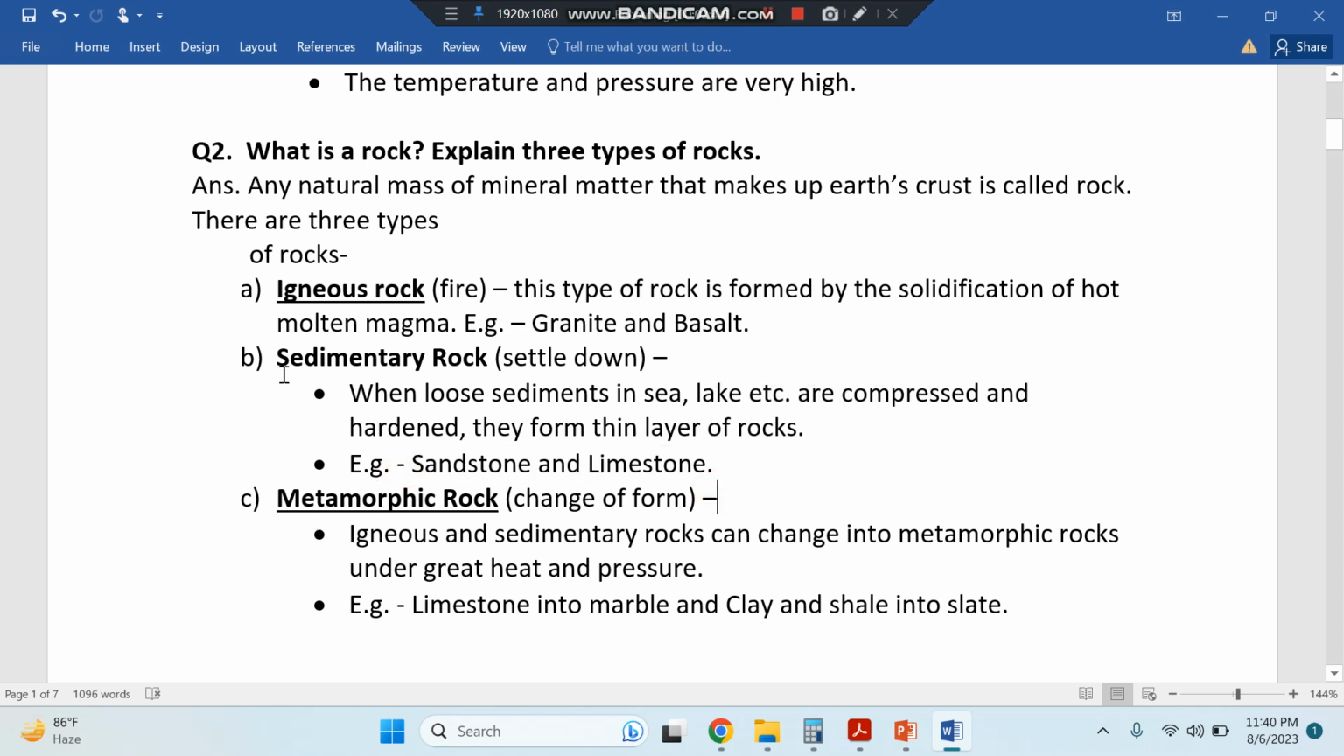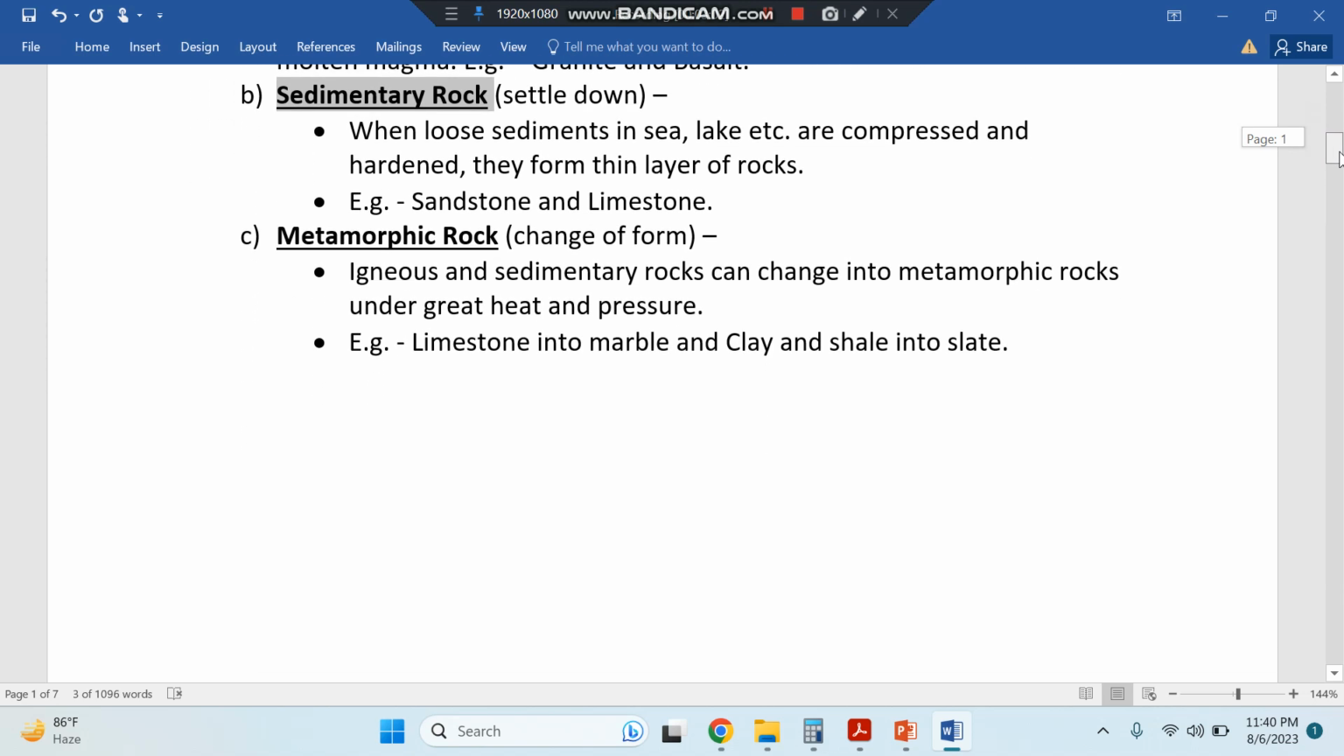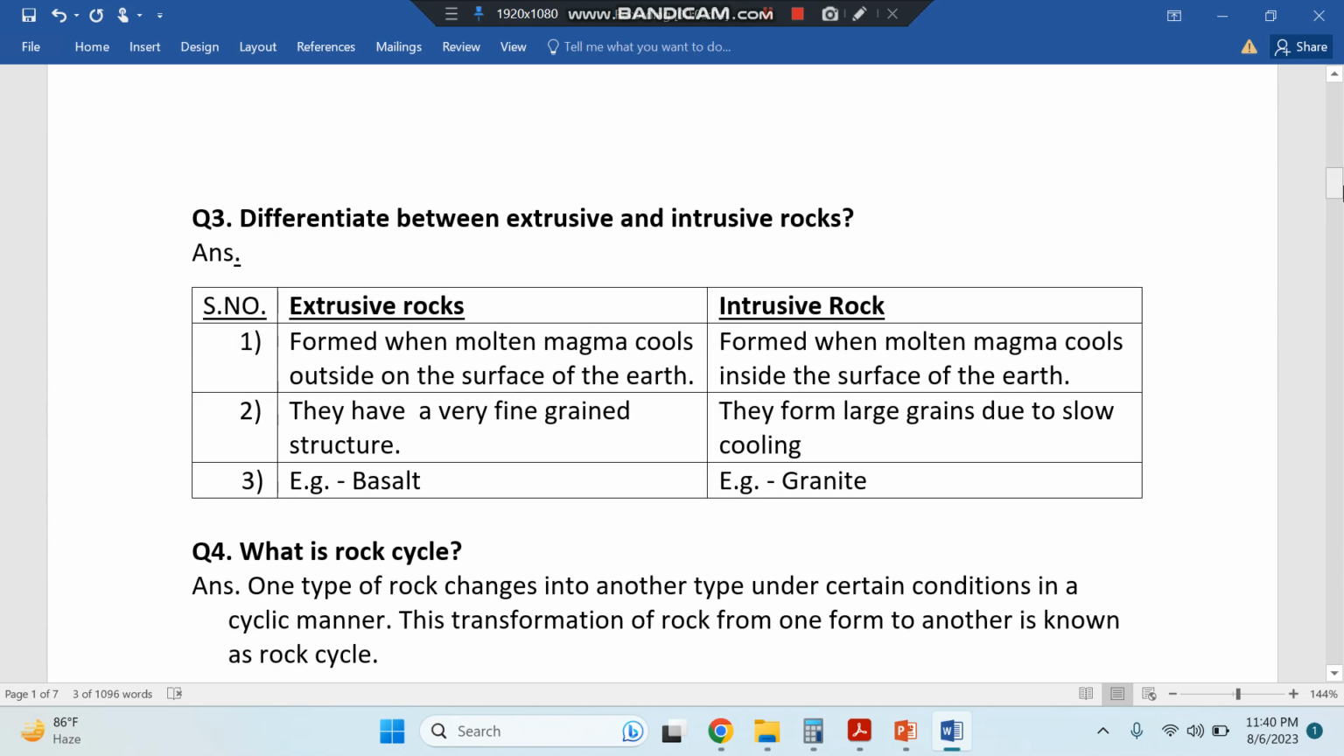And metamorphic rock: when igneous rocks and sedimentary rocks get into intense heat and pressure, they turn into metamorphic rocks. Like limestone turns into marble, and clay and shale turn into slate. So basically, metamorphic rocks are formed out of igneous and sedimentary rocks.